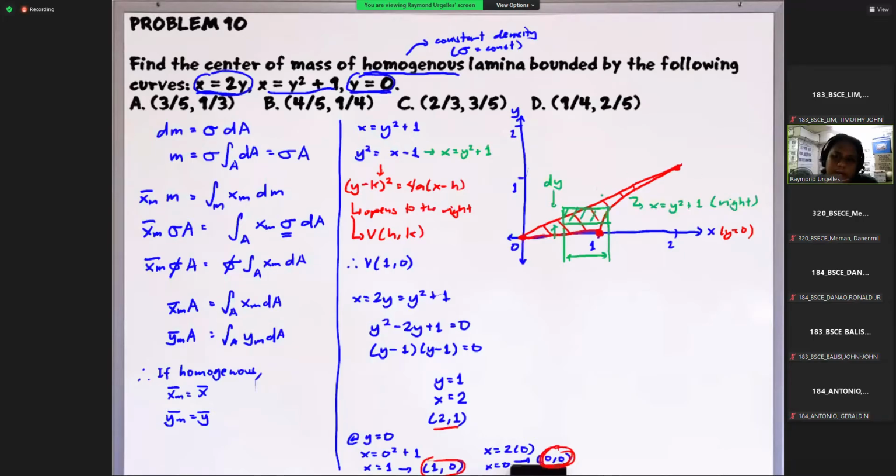Diba? So then for the left boundary naman, equation itong line. So ang equation ng line natin is this one, x is equal to 2y. Diba? So this is x is equal to 2y. So ito naman yung ating left boundary. Diba? So this is just given by yung x sa right boundary minus yung x sa left boundary.